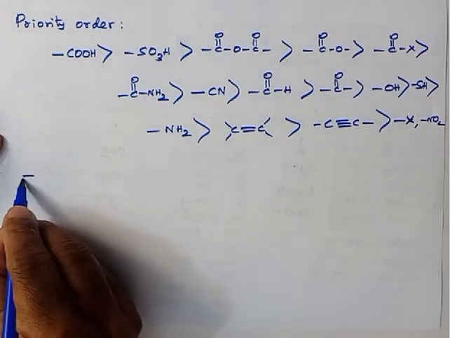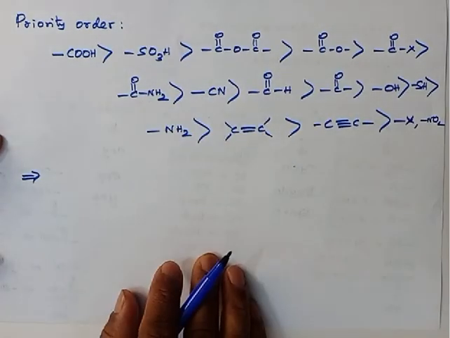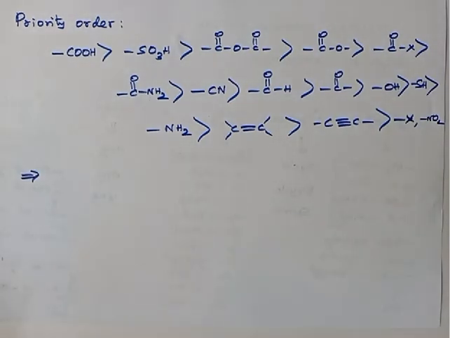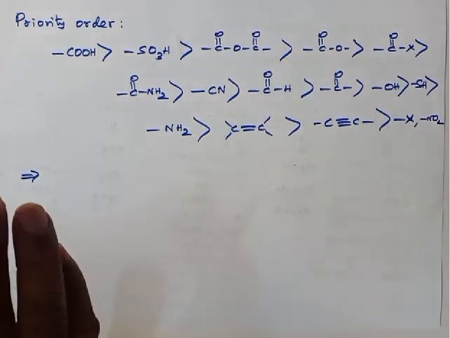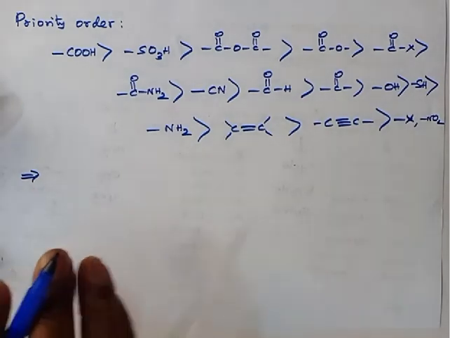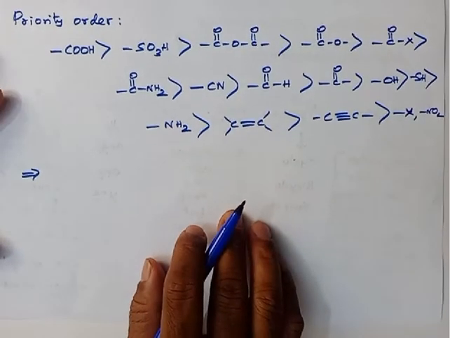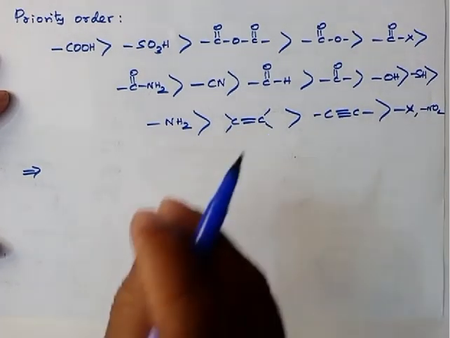Now this is the priority order. Then while naming organic compounds, suppose you have 2 or more different substituents, what you have to do is arrange the substituents in alphabetical order and write them in that order. This is the rule given by IUPAC. We'll discuss all these things as we go along. Now let me take a few examples, and I'll show you how to name an organic compound using IUPAC rules.